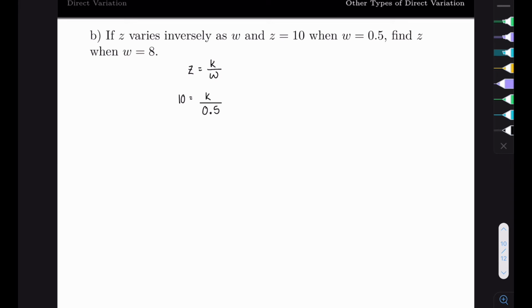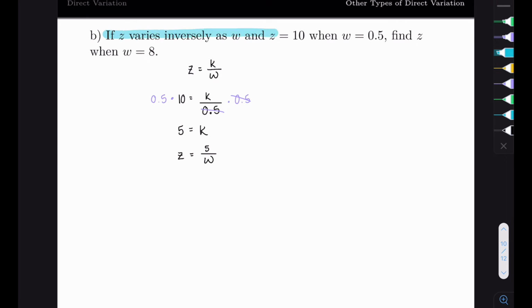And now we go ahead and bring the 0.5 over by multiplying by it, which means we do that to the other side as well. So if you take 10 and times it by 0.5, you get K is equal to 5. So now our actual equation is the variable Z is equal to 5 over W.